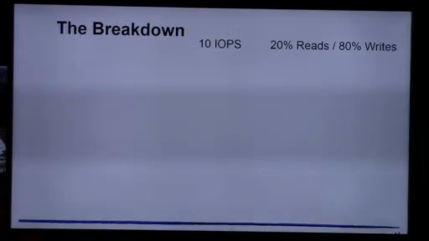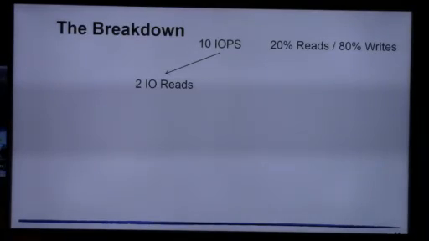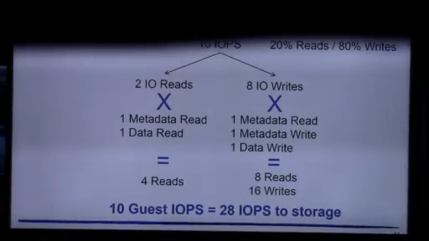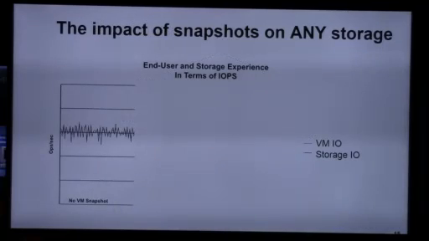So if we look at an example and break it down, if I have a 20% read workload at 80% writes and a 10 IOP desktop, what ends up happening is we end up having 4 reads from those 2 IOPs that were for reads, and we end up having up to 16 writes and 8 reads for each individual I/O. So what we end up getting is a multiplier of 2.8 times. So for every 10 guest IOPS, we have 28 storage IOs. And so this is inefficiency, and it's seen in this graph here, right?